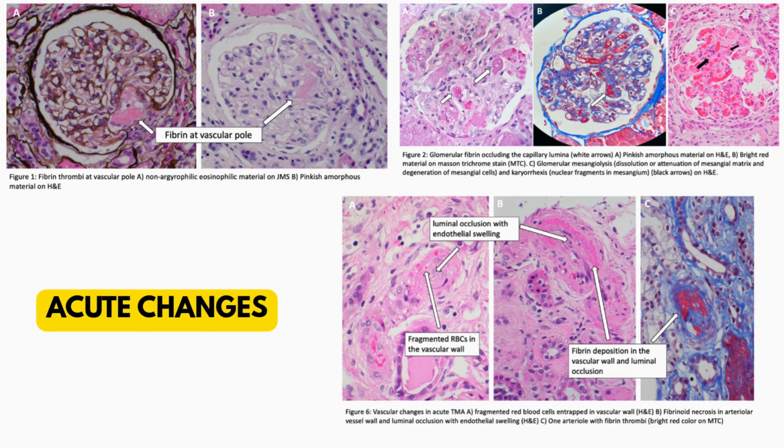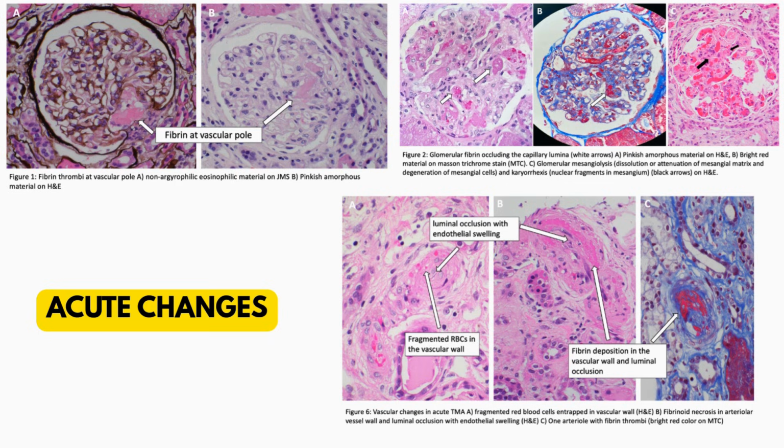Let's walk through these images together, starting with the images on the left side. Here at the glomerular level, you can see fibrin-rich thrombi located at the vascular pole and within the capillary lumen. On routine H&E staining, this fibrin appears as pink amorphous material, and on silver stain shows up as non-argyrophilic material, confirming that this is fibrin, not basement membrane material.